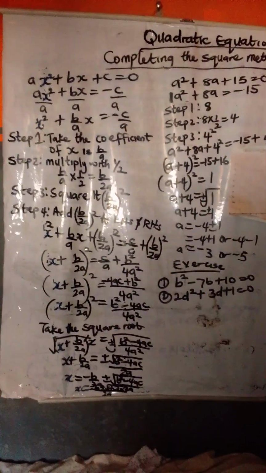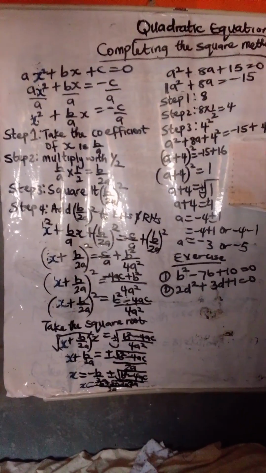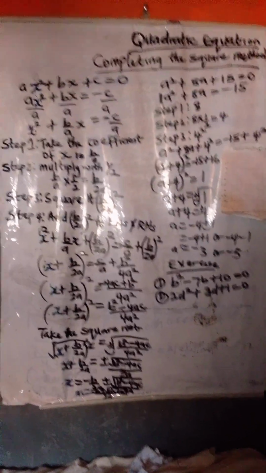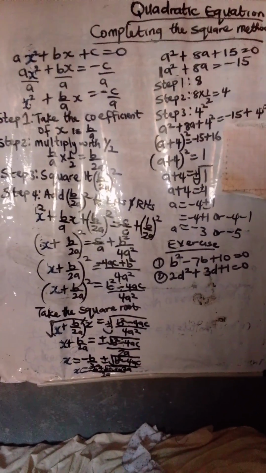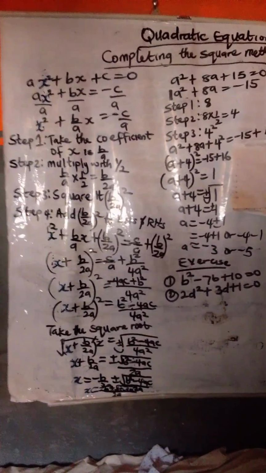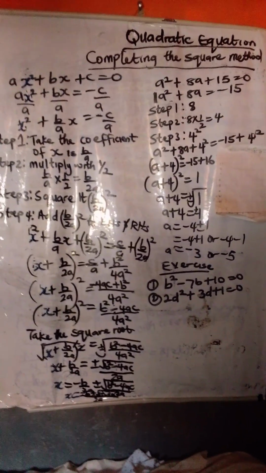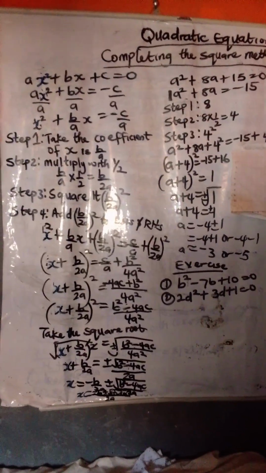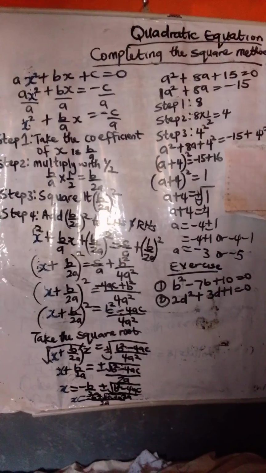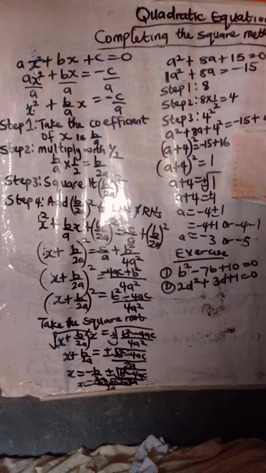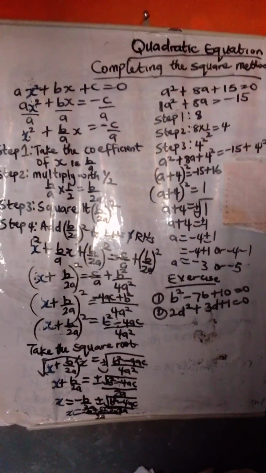After dividing by a, you take the coefficient of x, which is b over a, multiply it by half and square it, then you add it to both the left hand side and the right hand side. After that, you pick your x and b over 2a, you pick the 2, then you square it. From there you open the bracket, b over 2a times b over 2a, that will give us b squared over 4a squared. You find the LCM. The LCM will give us 4a squared.